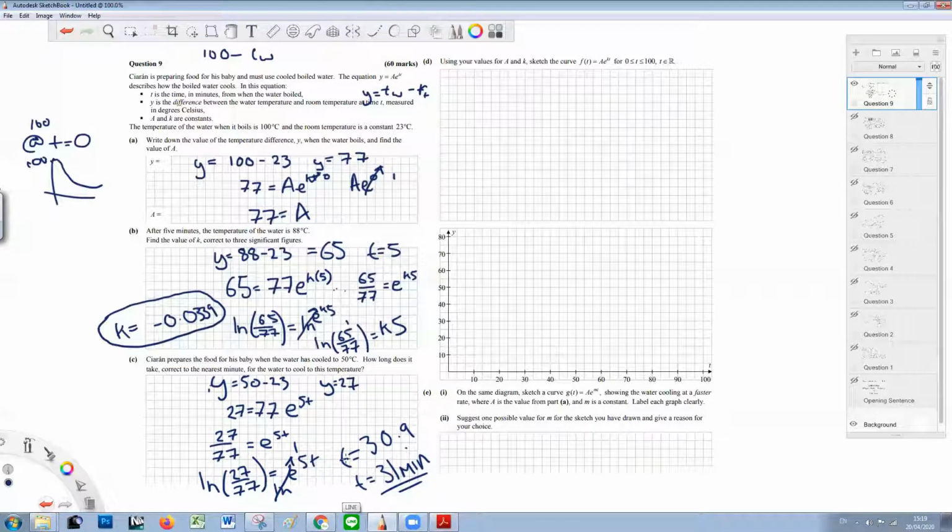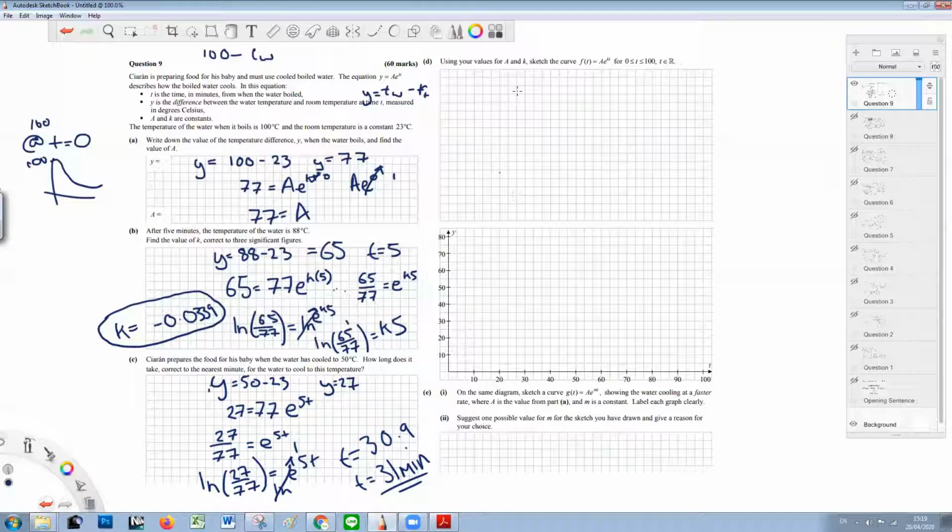Okay, and this is 60 marks, this question. This is like two of the earlier questions, and we've done half of it. It really hasn't been difficult at any point as long as we figured out the first bit, what was really being asked and how to work that out. Using your values for A and K, sketch the curve y equals A e to the K T for t greater than or equal to 0.